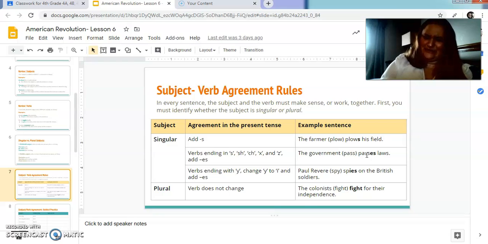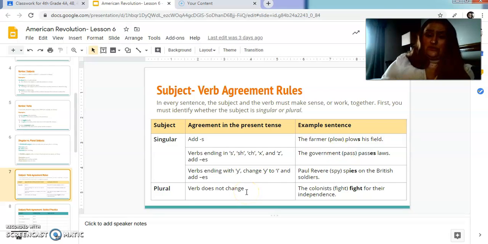So it makes sense when you see it and look at it, but it's kind of confusing when you have all these different rules you have to follow that you do naturally anyway. So again, if you have a verb that ends in a Y, like cry, right, you're going to change the Y to an I and add ES. This, again, is only for singular subjects, so only when you talk about one person, place, or thing. So in this sentence, Paul Revere spy on the British soldiers. So we have to add an S, but that's not how we would spell spies, so we have to drop the Y, add an I, and put ES. So Paul Revere spies on the British soldiers.